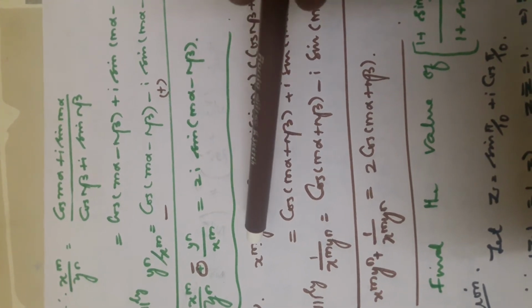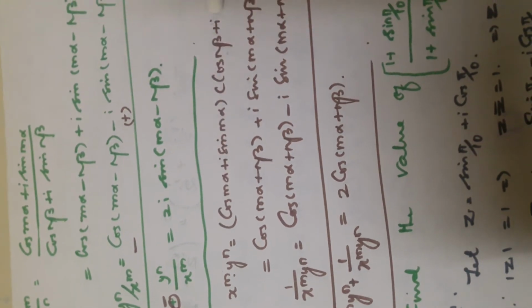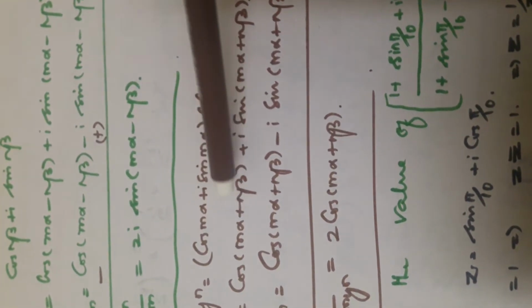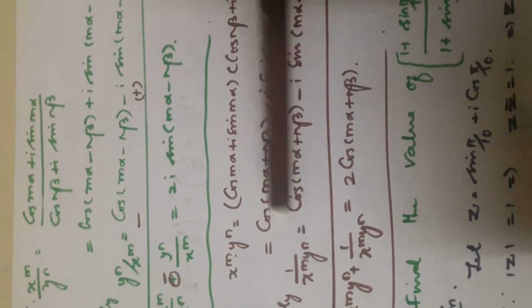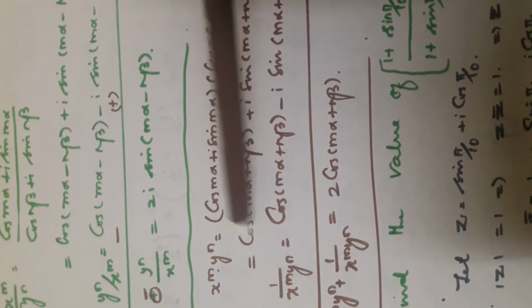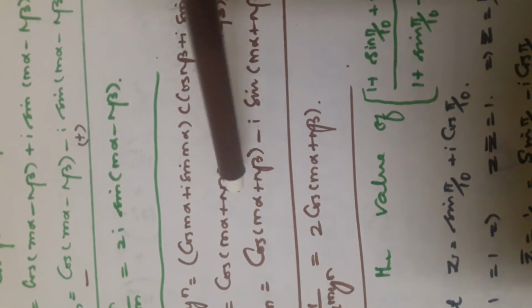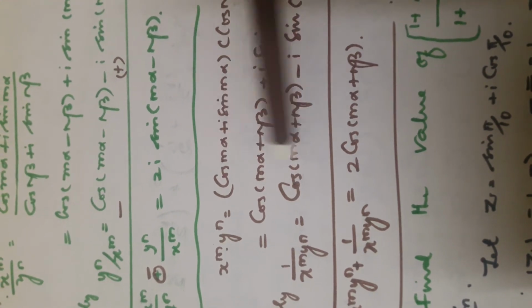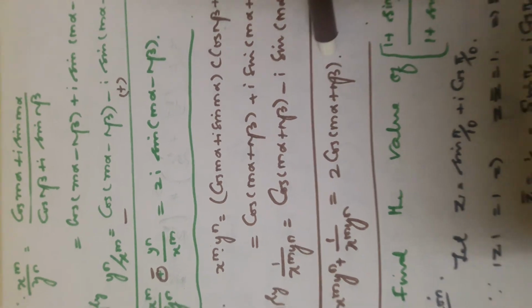And fourth one, the product of x^m into y^n, the values are given, you can multiply. So the product will be cos(mα plus nβ) plus i sin(mα plus nβ). That is your x^m into y^n. Similarly, 1 by x^m y^n equal to cos(mα plus nβ) minus i sin(mα plus nβ). So the addition will be, imaginary part cancelled, you will get 2 times cos(mα plus nβ).